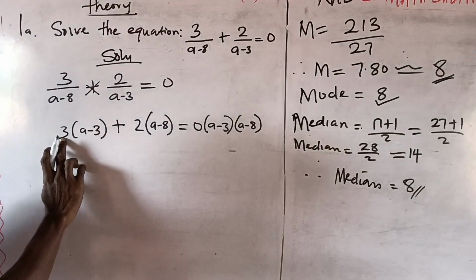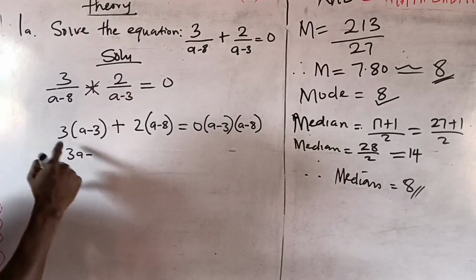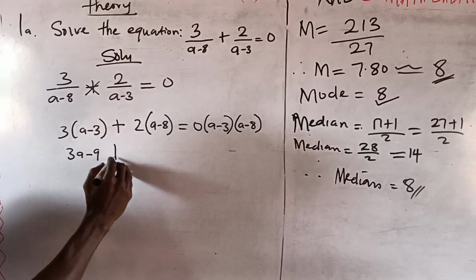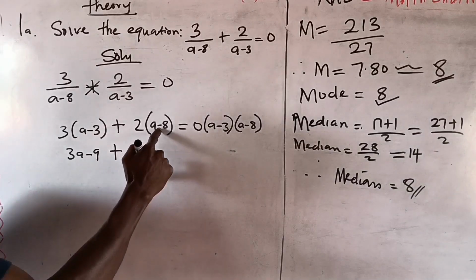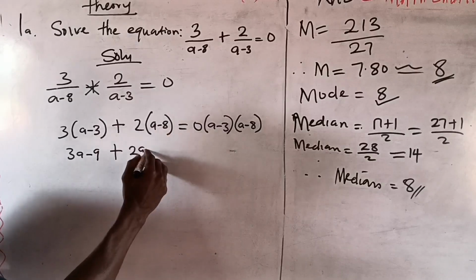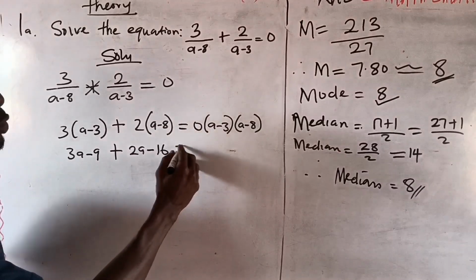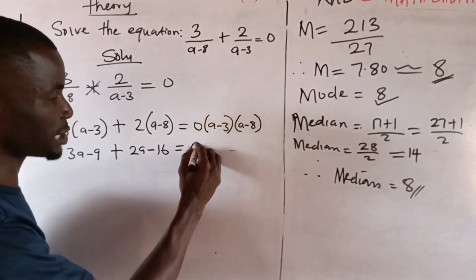So we have 3 times a, which gives us 3a, minus 3 times 3, which gives us what? 9. Plus 2 times a gives us 2a. Don't forget this is minus. Plus times minus gives us minus, 2 times 8 gives us 16. Equals 0, because 0 times all this will still give us 0.